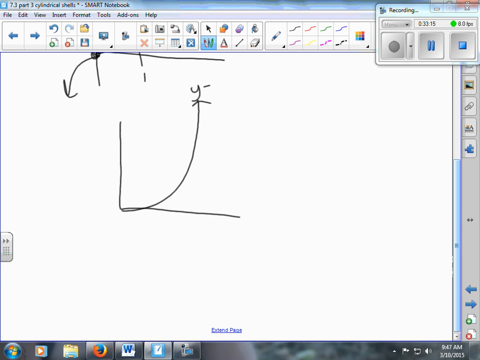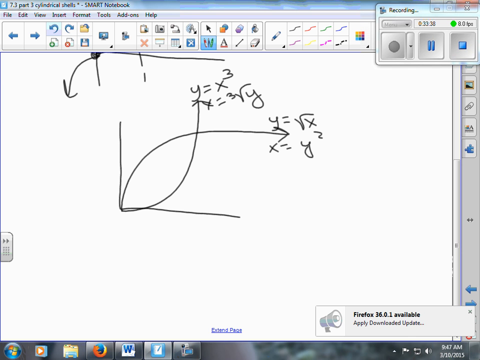So this was y equals x cubed. Also, x equals cube root of y, because I could think of it as a function of x or y. And then here is y equals radical x, or x equals y squared. And so these intersect at 0, 0, and 1, 1.